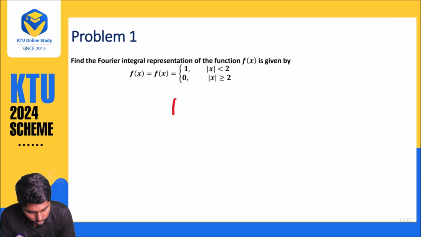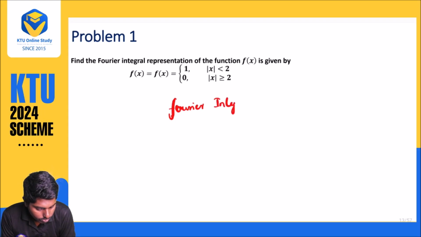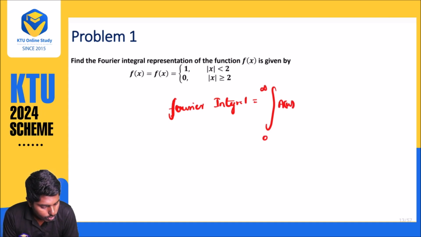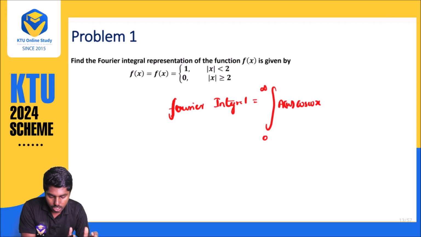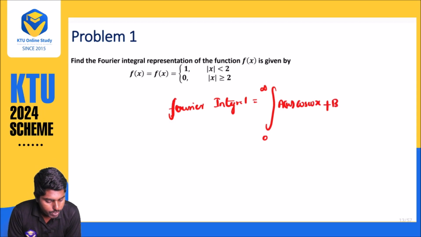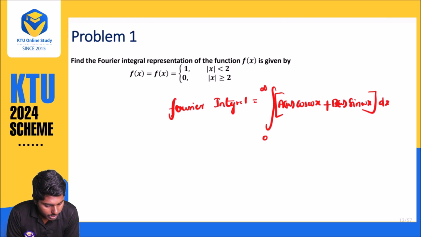So what is the Fourier integral formula? For writing the formula we will get 1 mark. The Fourier integral formula is 0 to infinity a omega cos omega x, very easy to learn, plus b omega sin omega x, the whole term multiplied by dx.